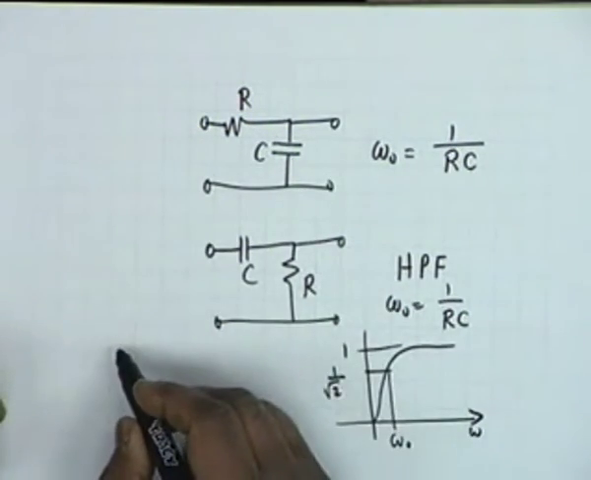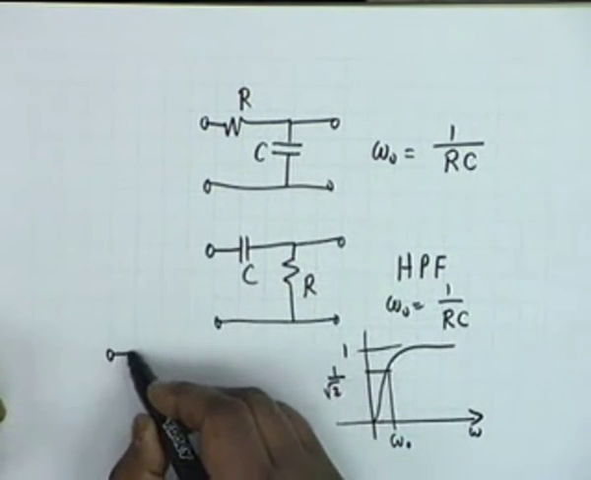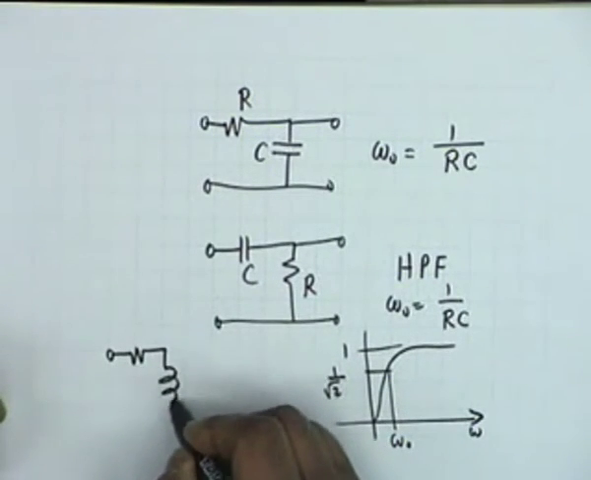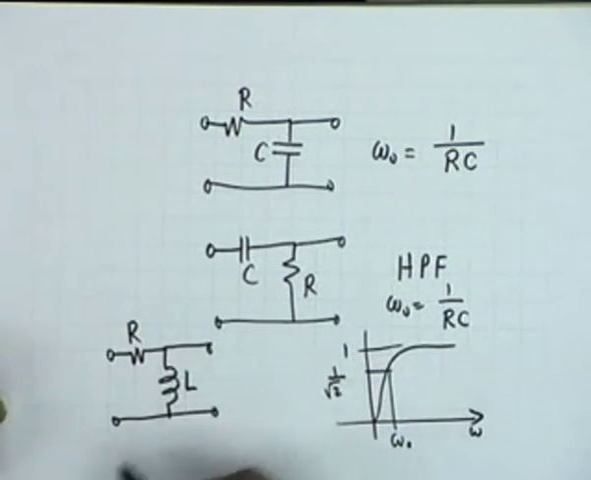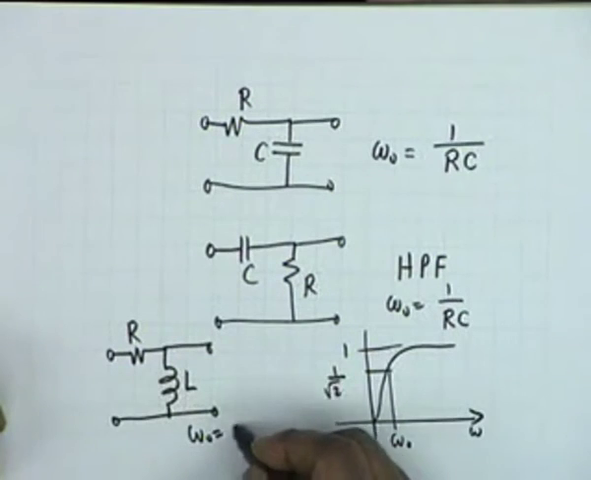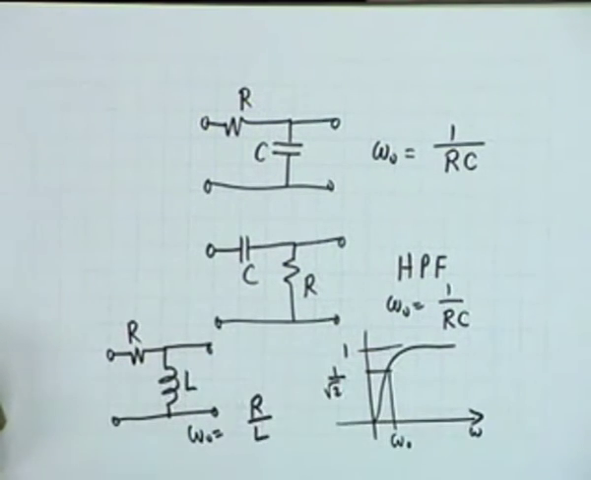In a similar manner, one can argue that if I have a resistance in series and an inductance in shunt, this also acts as a high pass filter with the cutoff frequency which is given by R by L.